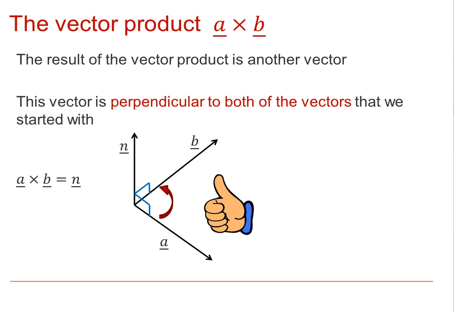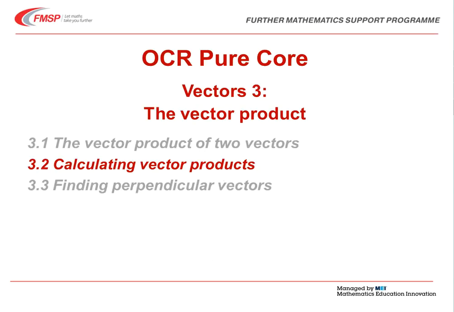Now, if you go on to A-level, then you will find that the vector product, if it's written as n, is the normal vector to the plane that both vectors a and b lie in, remembering that normal means perpendicular. Now, the direction of the vector product, or n, is that of a right-hand screw. In other words, vectors a, b and n in that order form a right-handed triple. In the next video, we will look further at calculating vector products.